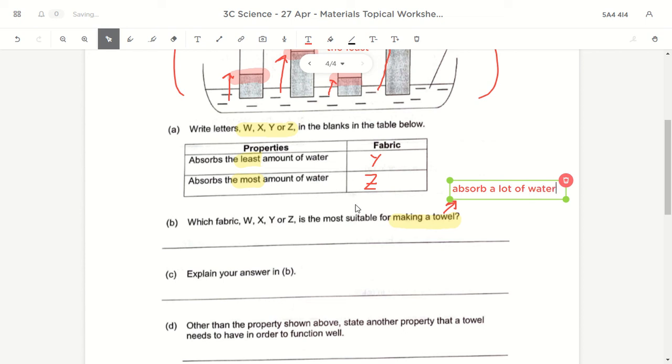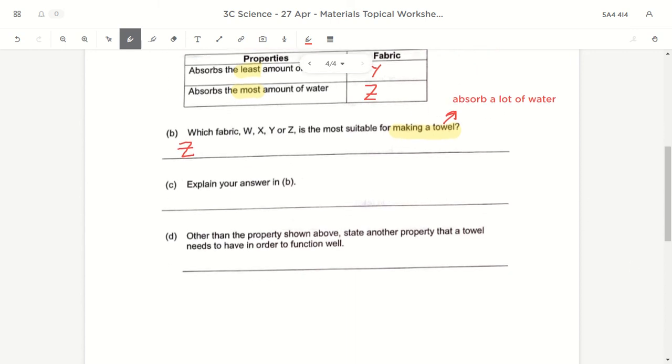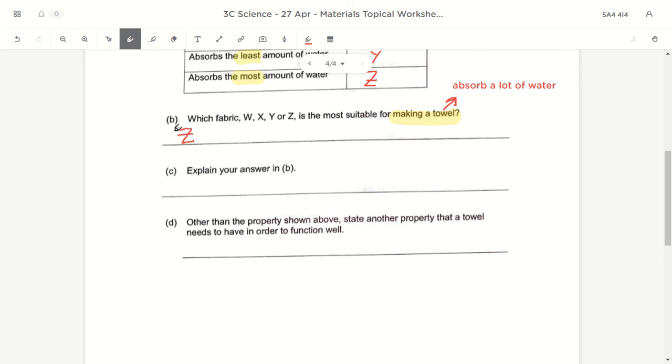So which material can help you absorb a lot of water? It must be Z. Okay, so Z is the answer, because Z absorbs the most amount of water, and a towel needs to absorb a lot of water. That's the function of a towel, so it has to be Z. So why is that? Again, this is the claim, as I said before. Just now we talked about the claim in question 11. So this is the claim. So they ask you to explain.